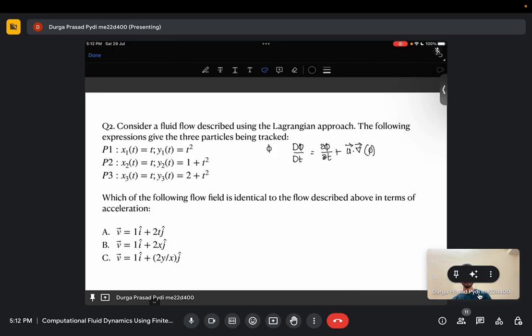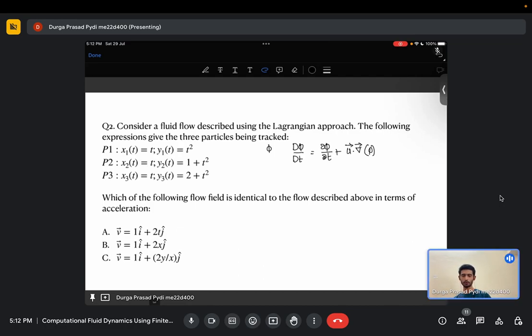P1, P2, P3 are essentially you're tracking, like you have this kind of ball, and it's just the total time derivative. So you just get the three velocities for the particles being 1, 2t, and the only expression I can see in A, B, C is A. So that's how I solved it. I think this is the right one.